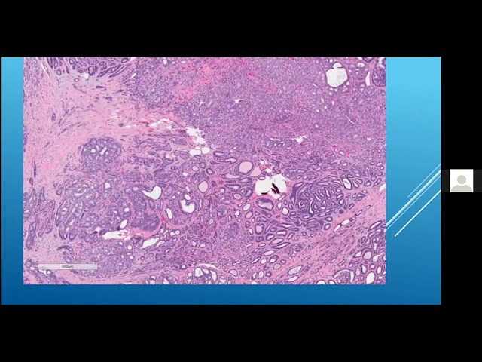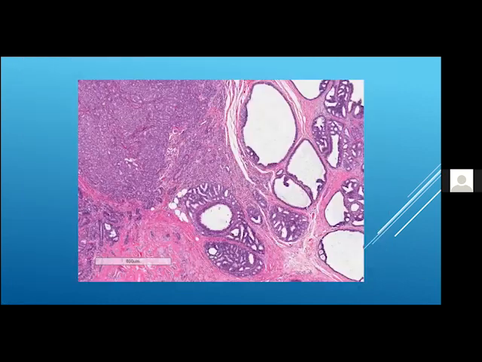And this is a higher power view where you can see some places have adenosis, and some solid areas, and some areas which look very cribriforming, and a lot of intermingling of these lesions. Another view, you can see the solid areas here, and then other cystic areas, and then there is this cribriforming around them, which is low grade.